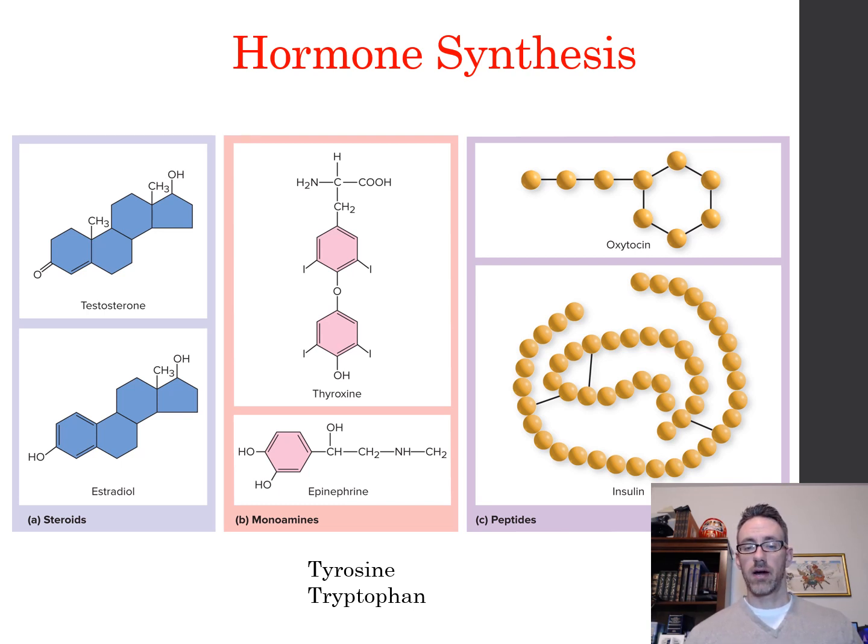And then over here we have peptides. Peptides are several amino acids linked together, of course. You can see here we have oxytocin as an example, which is from the pituitary gland. And over here you can see a larger peptide called insulin, which comes from the beta cells in the pancreas and helps us regulate our blood sugar levels.